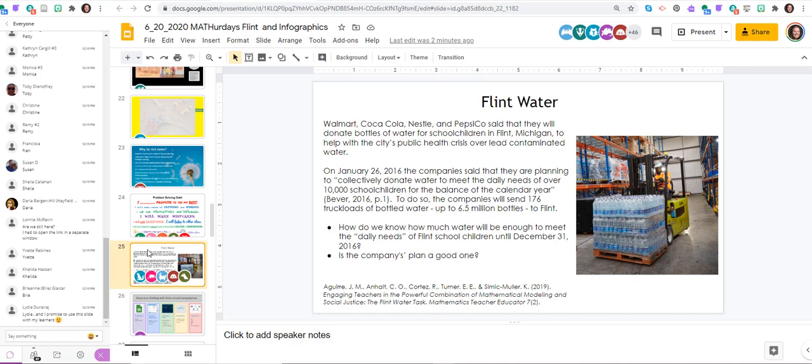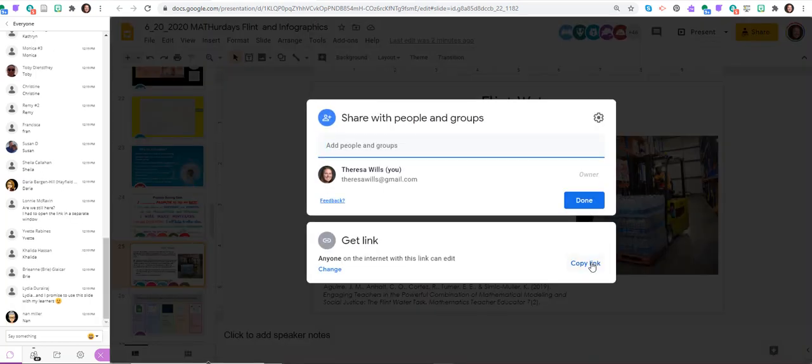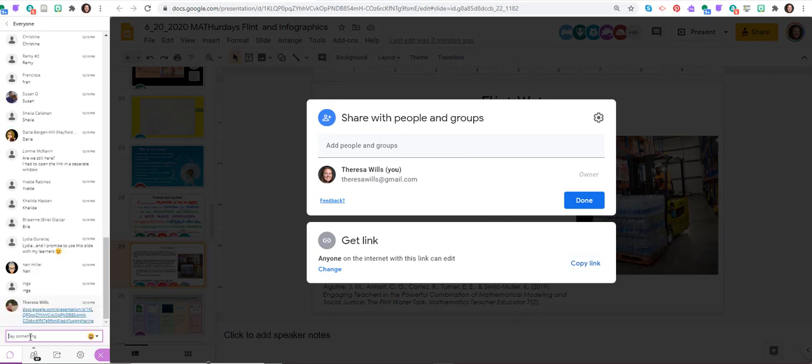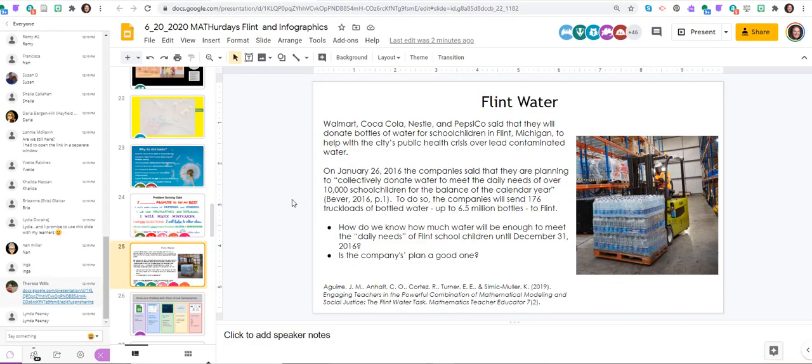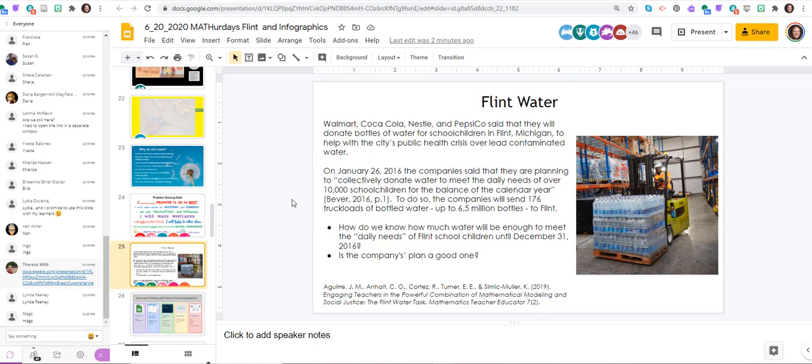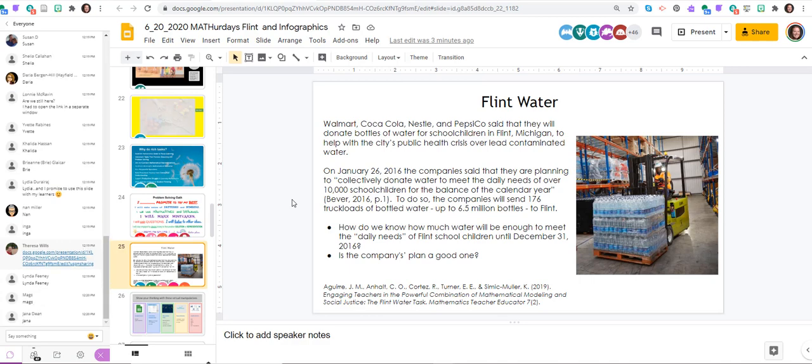Alrighty, if you all will head on down to slide 25. If you needed the link, I just posted it again. This is the problem, and it comes out of a mathematics teacher educator journal. It says here that Walmart, Coca-Cola, Nestle, and PepsiCo said that they will donate bottles of water for school children in Flint, Michigan to help with the city's public health crisis over lead-contaminated water. On January 26, 2016, the companies said that they're planning to collectively donate water to meet the daily needs of over 10,000 school children for the balance of the calendar year.